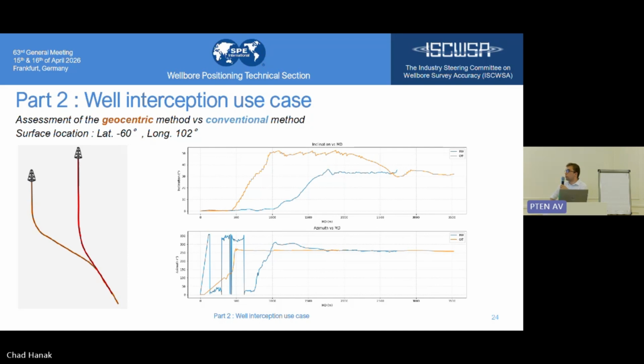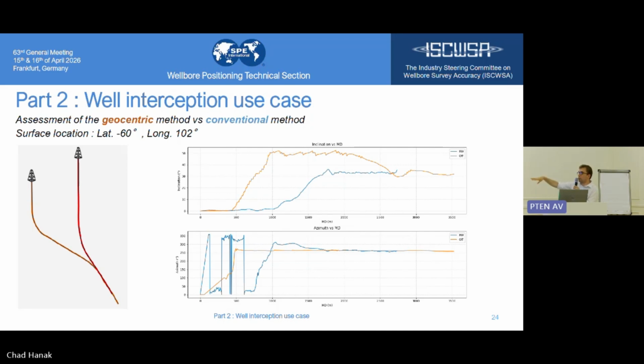Then let's move on to a real case. I faked the surface location for confidentiality purposes. Basically, we have a real relief well scenario, and I'm sorry for the colors, which do not match on the left, in the center, or in the upside of the slide. But basically, you have a relief well intercepting the offset well at a certain depth.